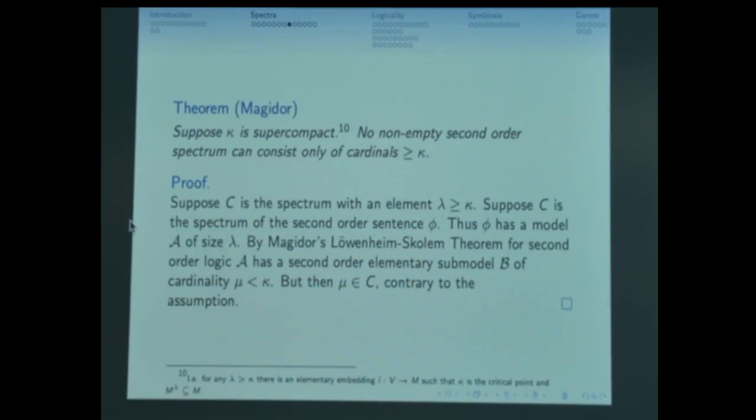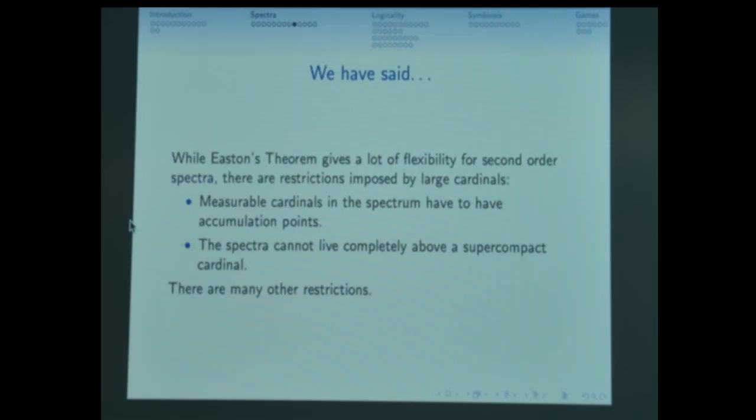Magidor's theorem: you cannot have a spectrum for a second order sentence consisting of the least supercompact and above. Because as Magidor proved in his thesis, the Löwenheim-Skolem-Tarski number for second order logic is the first supercompact. So far, while Easton's theorem gives a lot of flexibility for second order spectra, there are also restrictions. As we just said, measurable cardinals have to have accumulation points, and spectra of second order sentences cannot live completely below the supercompact cardinal.